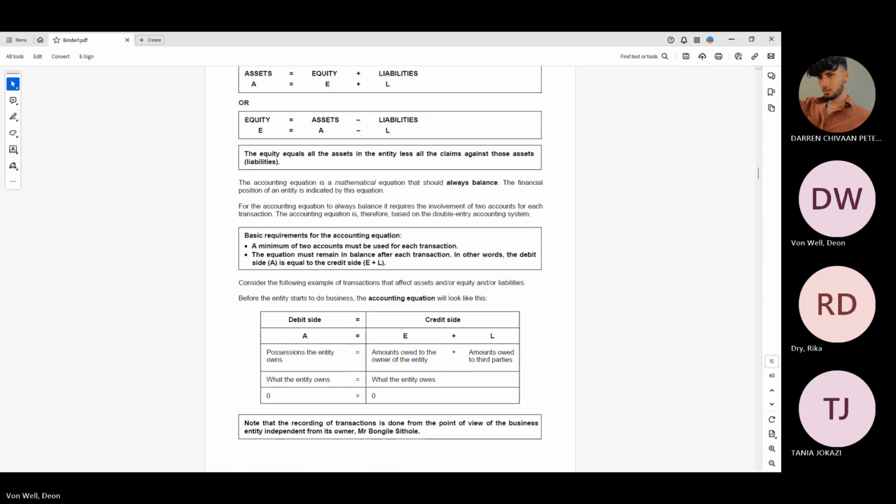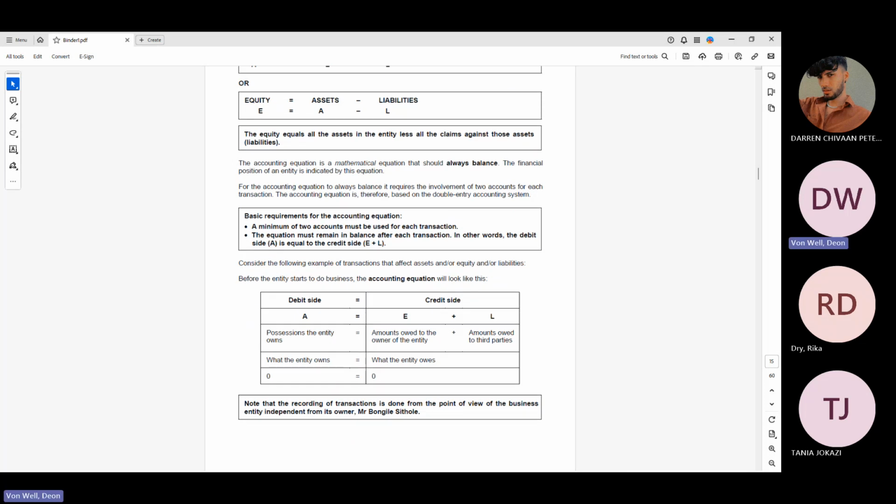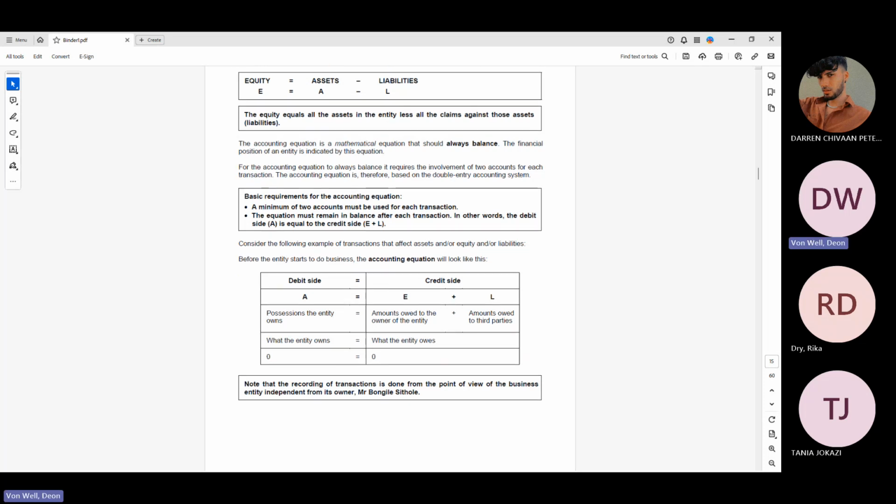Now, here we said, okay, if we look at the accounting equation, on my debit side are assets, meaning that my assets have debit balances. My equity has credit balances. And my assets are what the entity owns. So my vehicles, my inventory, my furniture, that's what the entity owns.